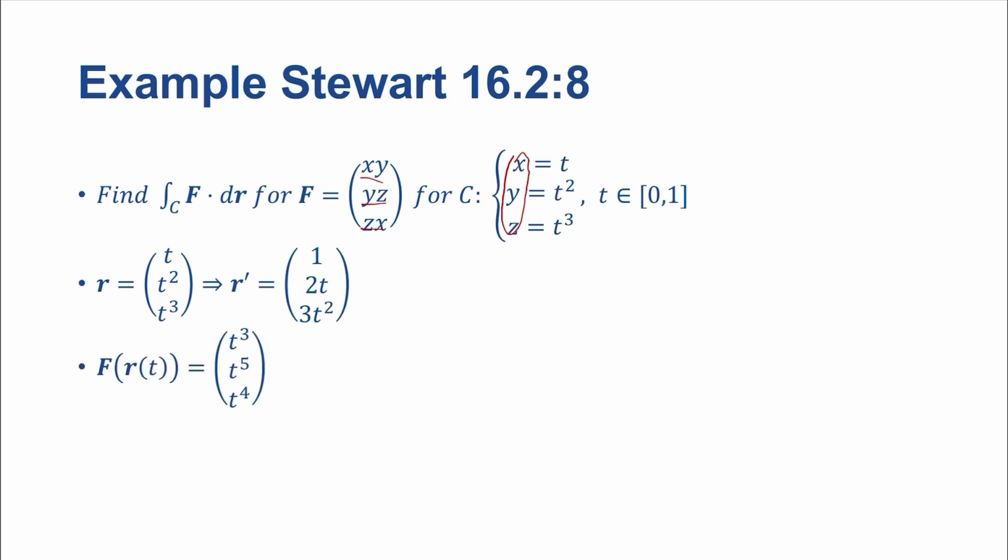So if we do f of r of t, well, we have x times y, so that's t times t squared. So for the first term, we get t cubed. Then we have y times z, so y times z is t squared times t cubed, that's t to the fifth. And then for the final term, zx, we've got x equals t, z equals t cubed, t times t cubed is t to the fourth, right?